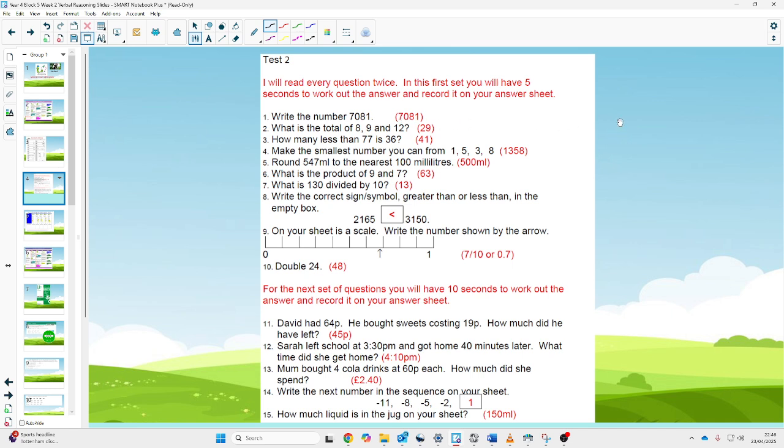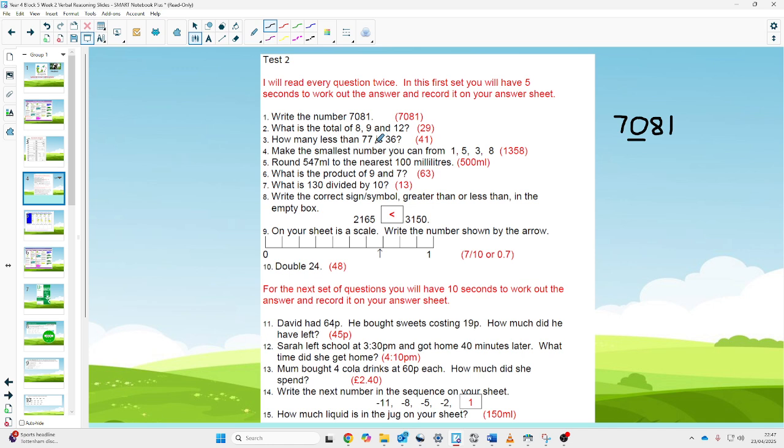That's really going to be important because, of course, when you have a number like 7,081, if you got the 0 in the wrong place, it would change the number completely. So just make sure. Number 2, what's the total of 8, 9 and 12? I would certainly put 12 and 8 together to make 20 and then add the 9. Remember, complements of 10 or 20 are a lot easier to work with, and I'm sure you could do that pretty quickly in your head.